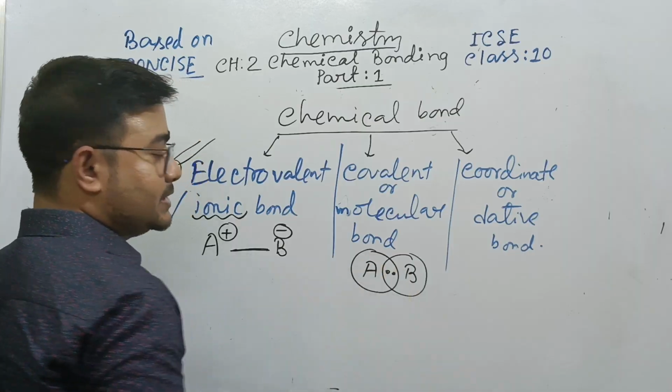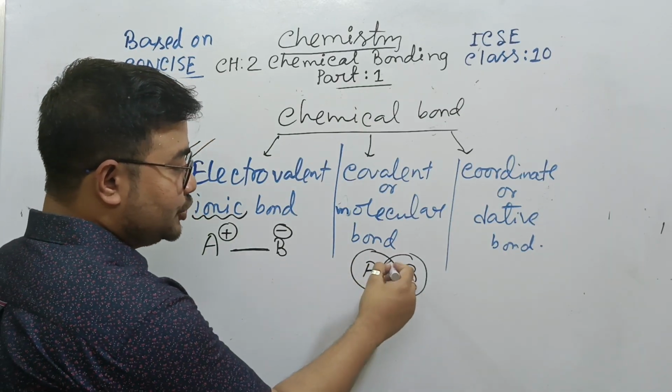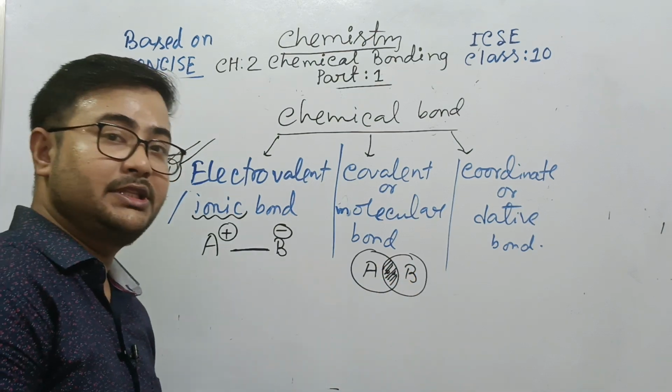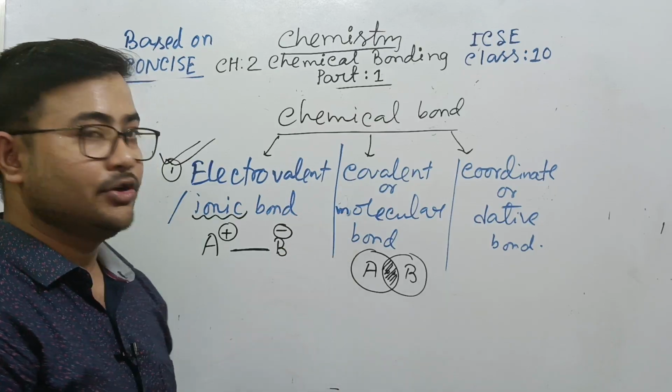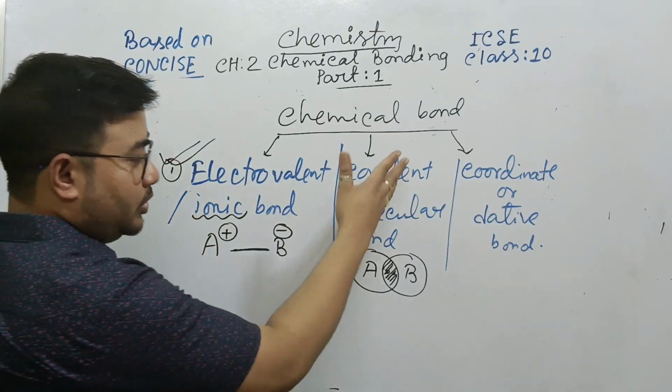When A donates one electron and B donates one electron, then this is a mutual area. This area can be used by both atoms. This is called a covalent or molecular bond. Okay, that is the covalent bond that I discussed.